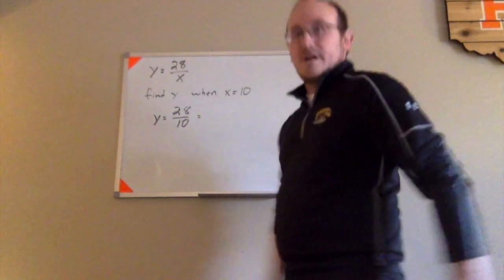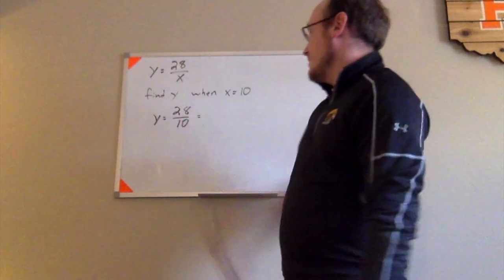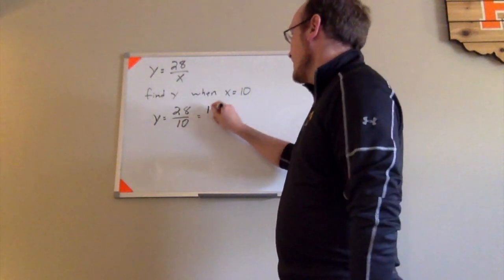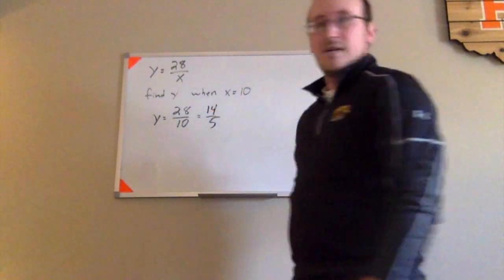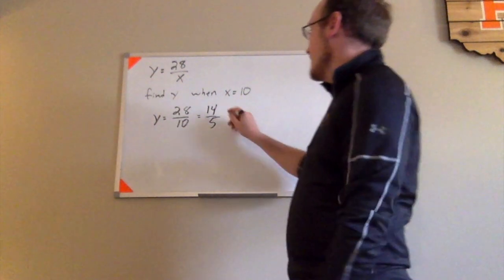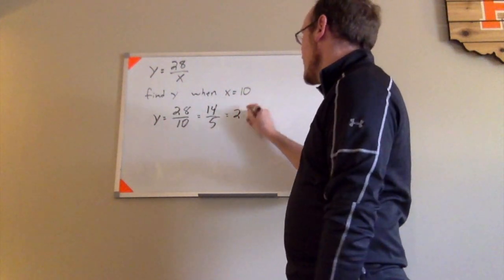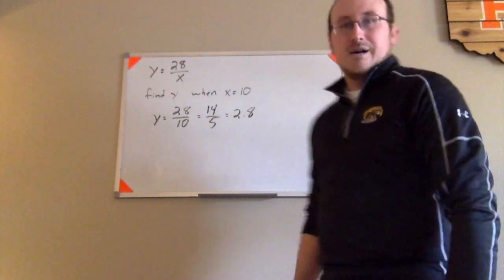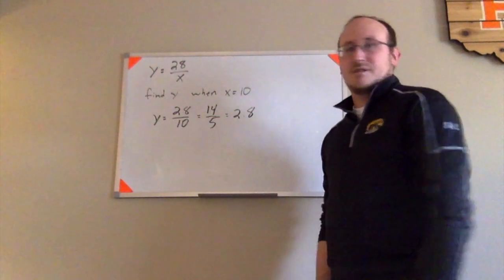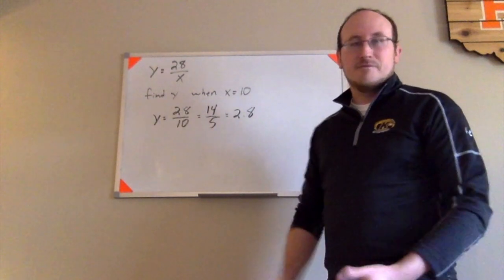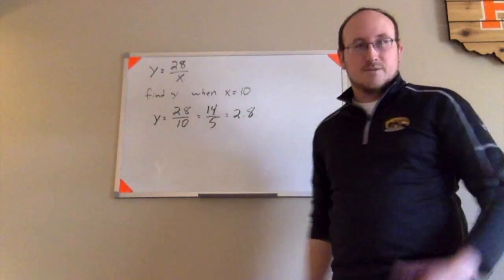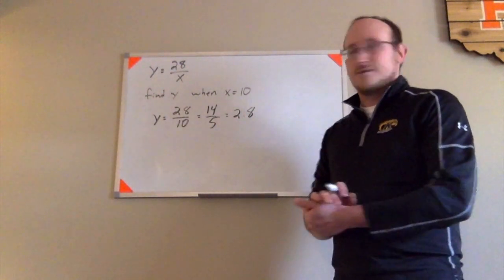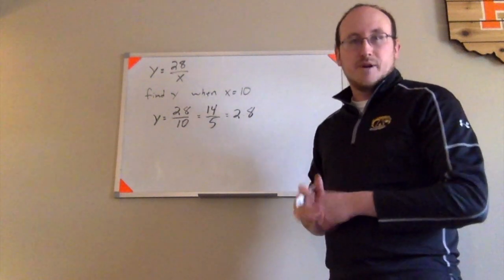And we can simplify that a little bit. Both of those are divisible by 2. That would make 14/5, or if you prefer the decimal, that would be 2.8 as well. Both of those are equivalent answers. It doesn't really matter which one you would say. I would accept either one of those. That's a simplified improper fraction, and this is an equivalent decimal. It's not a rounded answer. So 14/5 or 2.8, either one of those is good.